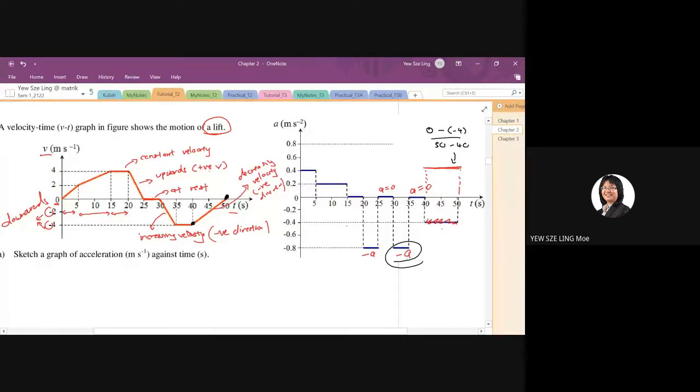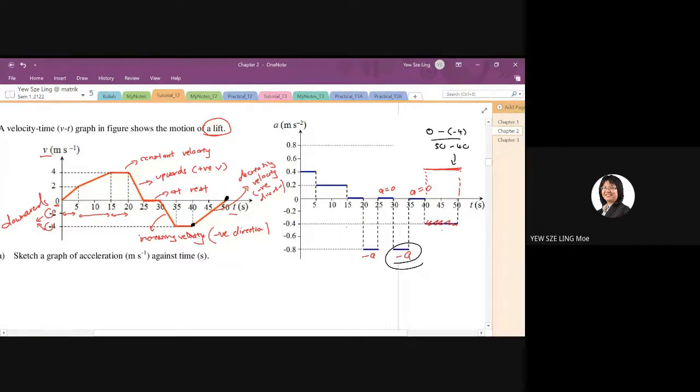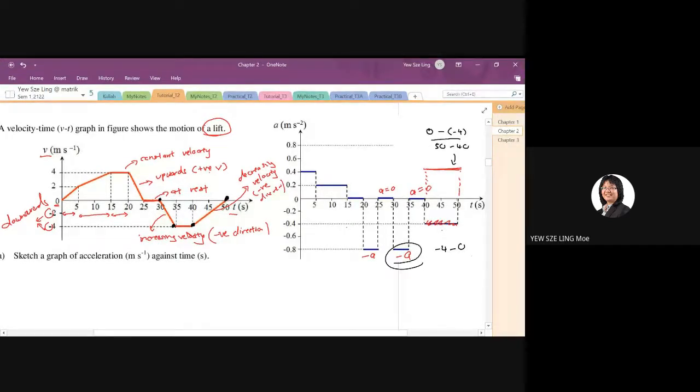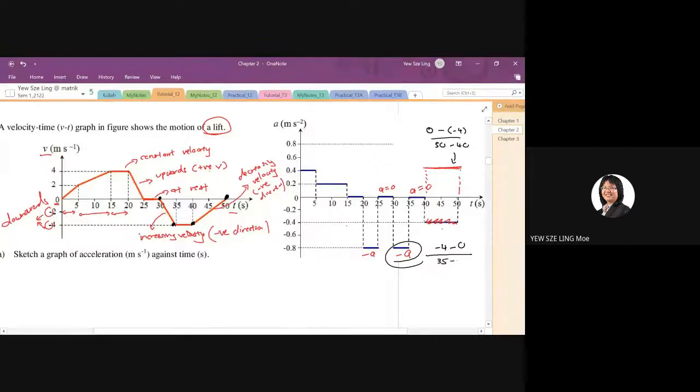Now let's look at one more example. From 30 until 35, this is initial, this is final. So final, I have negative 4. Negative 4 minus initial, which is 0, divided by 35 seconds minus 30 seconds. So it gives me a negative value, negative 0.8. So that is how we determine whether it is positive or negative based on the graph. And this is the motion of a lift, so you should know whether it's going up or going down.